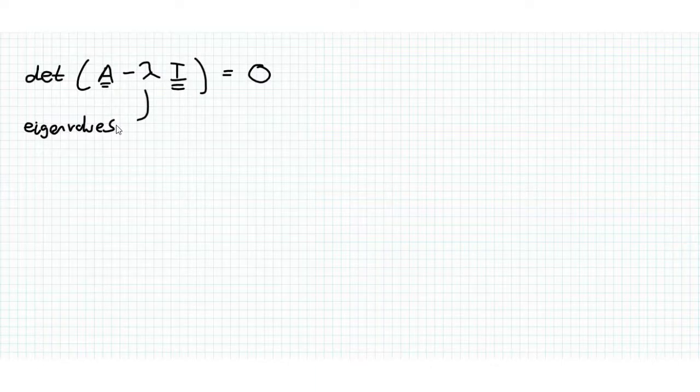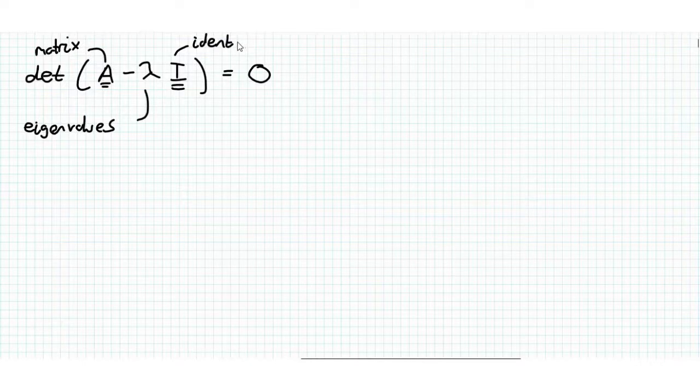In this video we're just looking to compute eigenvalues of a matrix. So we have our matrix A. This is the identity matrix, and the values of lambda that satisfy this equation are called our eigenvalues. Okay, so let's just get into an example. And det stands for the determinant.